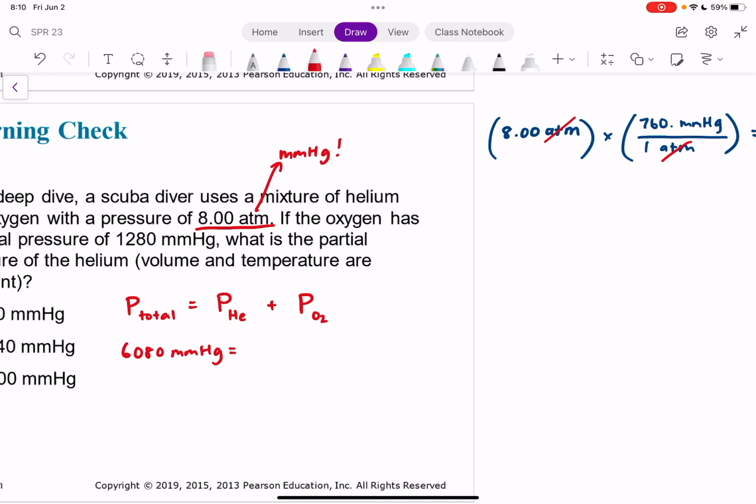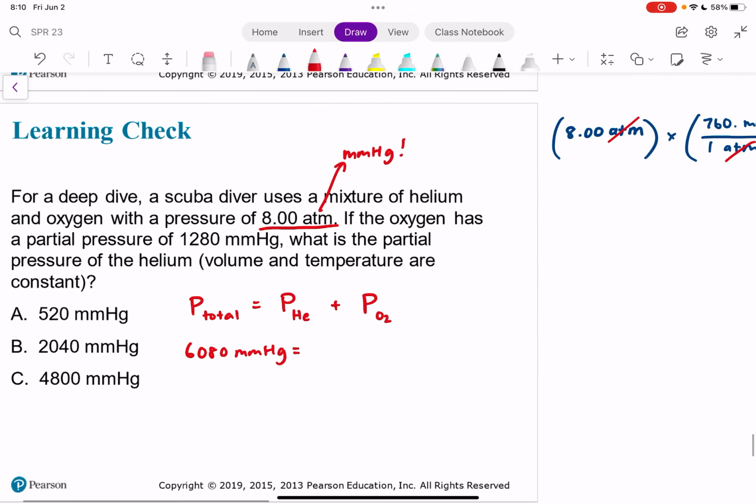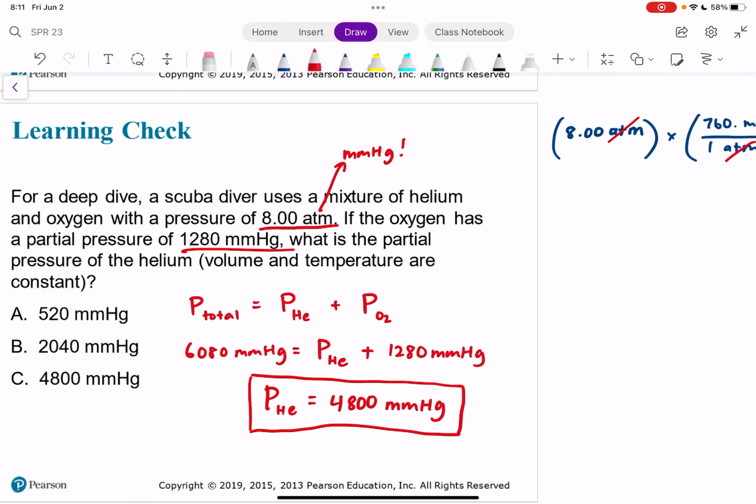Perfect. So now we can actually use our partial pressure of oxygen and end up with the partial pressure of helium. So P He is what we're looking for, partial pressure of helium. We know oxygen is 1280 millimeters mercury. They gave us that. So now we just do a little bit of algebra to get P He alone. So P He equals 6080 minus 1280, which is going to give us 4,800 millimeters mercury. And that's my final answer.